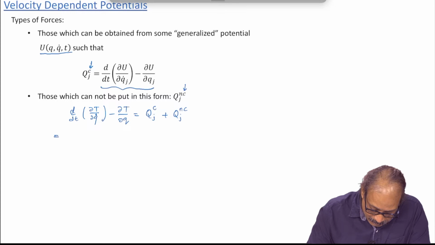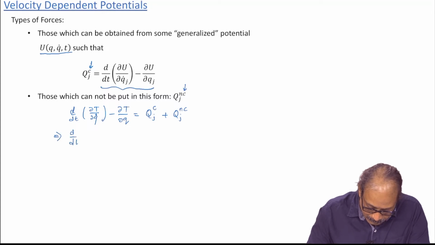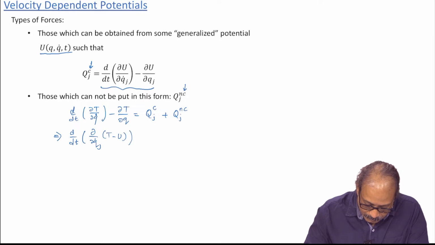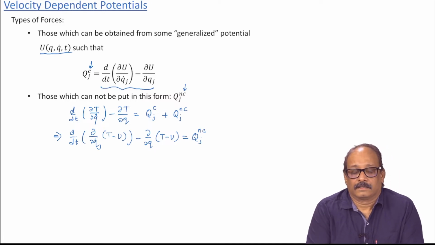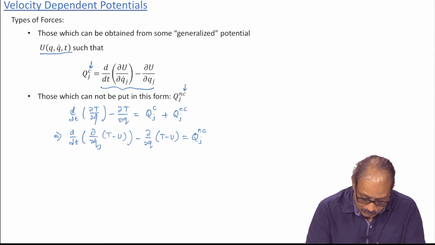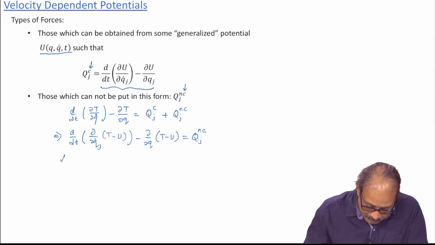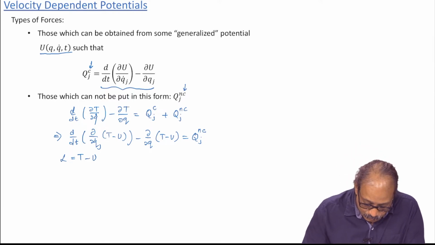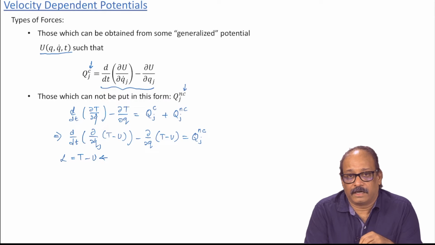So, this immediately gives us d by dt of the partial derivative of T minus U with respect to qj dot, minus the partial derivative of T minus U with respect to qj, is equal to Qj NC, those generalized forces which can't be put in the potential form. Then we will define this Lagrangian, which is T minus U. And remember, this U here is your generalized potential.